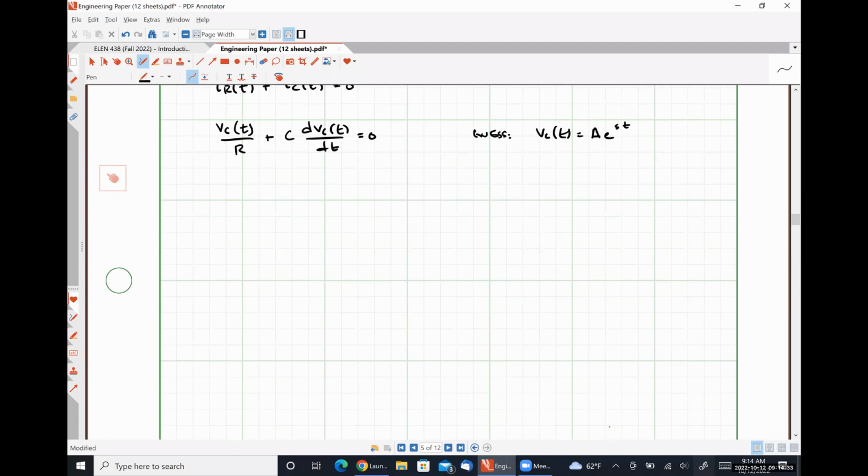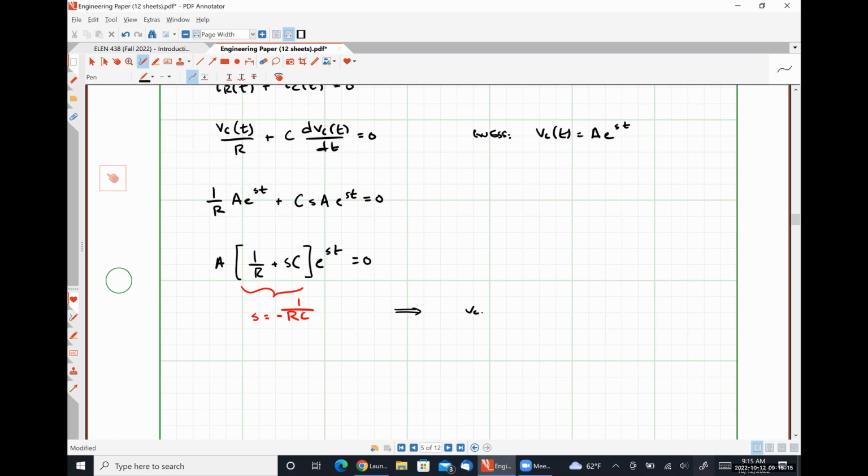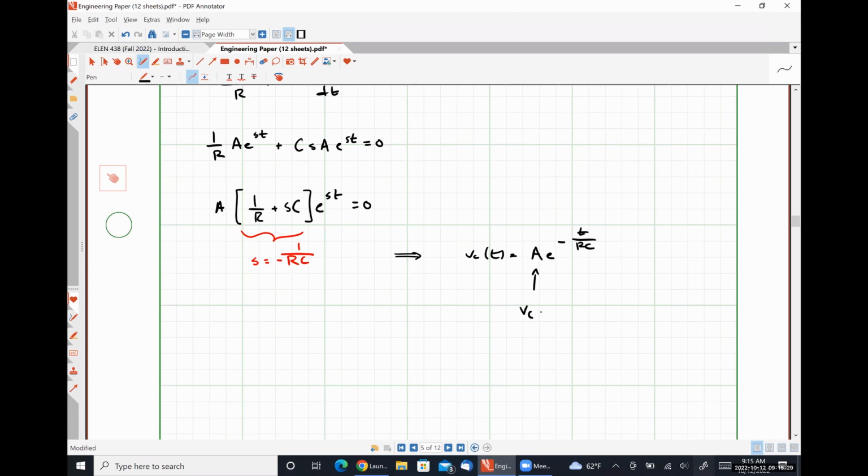If we plug this in, we find that we have 1 over R multiplied by A e to the st plus C s A e to the st is equal to zero, or A times 1 over R plus sC times e to the st is equal to zero. From this, we can see that s will be equal to negative 1 over RC. Therefore, VC of t will be A e to the negative t over RC. A here will just be VC at 0 plus, because this equation has to be valid for t equal to 0 plus.